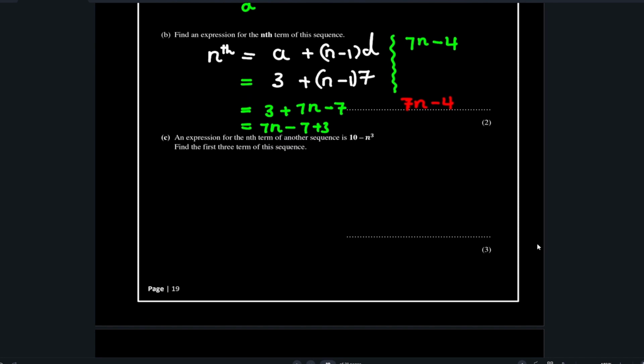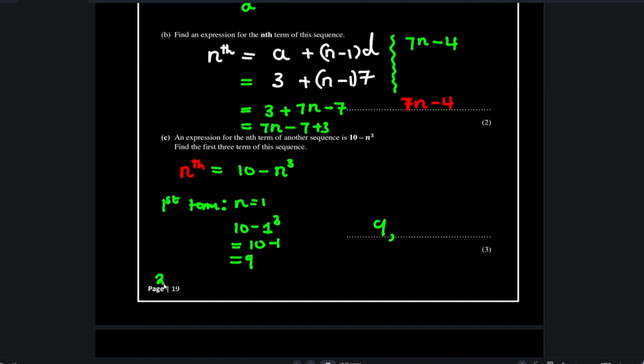Then you are supposed to substitute those values of n into the given expression in order to find and list the 3 terms. In my own language, we can say nth term equals 10 minus n cubed. First term, n equals 1. Substituting it here, we are going to have 10 minus 1, and this is going to be 9. Second term, n is 2. Substituting it here, it will be 10 minus 8, because 2 cubed is 8.